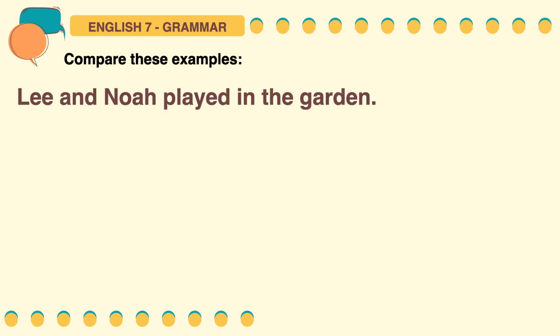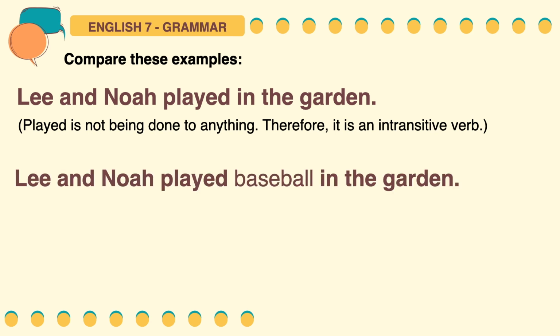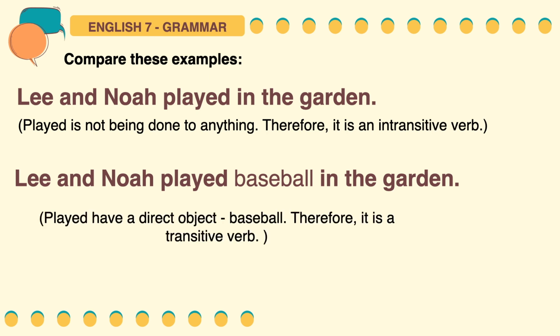First, Lee and Noah played in the garden. Played is not being done to anything. Therefore, it is an intransitive verb. Next, Lee and Noah played baseball in the garden. Played has a direct object which is baseball. Therefore, it is a transitive verb.